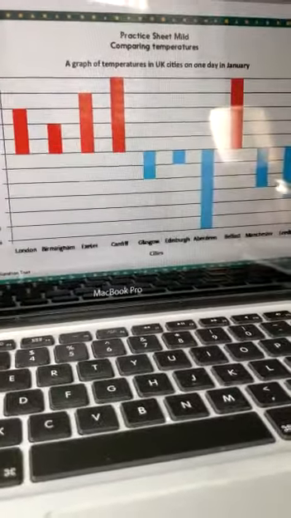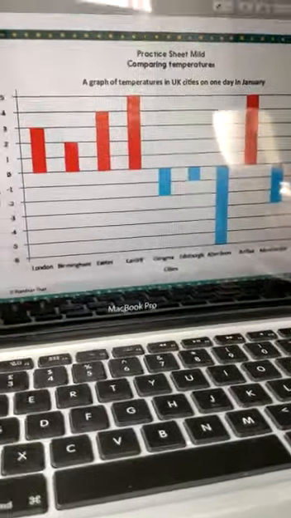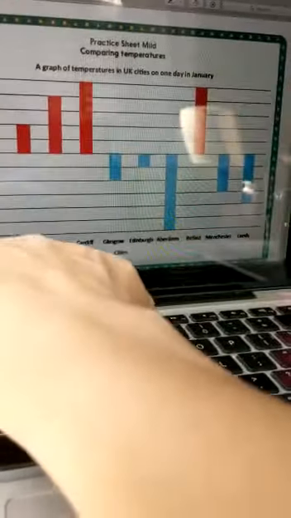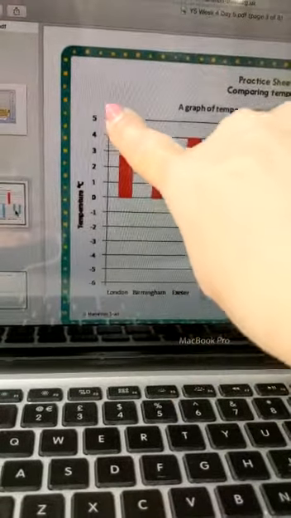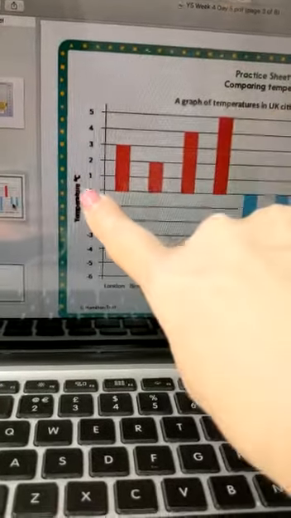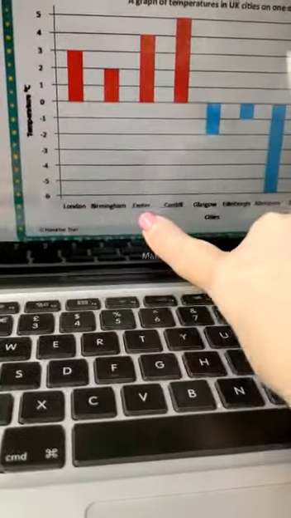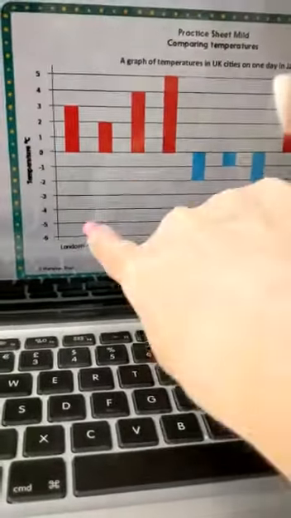But just for those of you that are going to have a go at comparing the temperatures today, we have the cities along the bottom, the UK cities, okay? We have the temperature up the side. The temperature ranges from -6 up to 0 through to 5 degrees, okay? So the temperature's in degrees, and along the bottom, we have all the different UK cities. Well, not all of them, but some of them, okay?